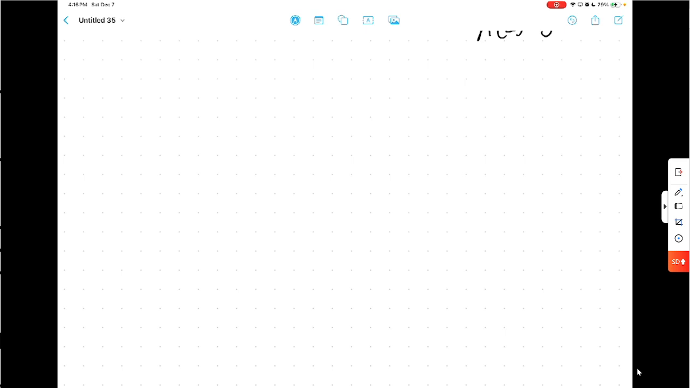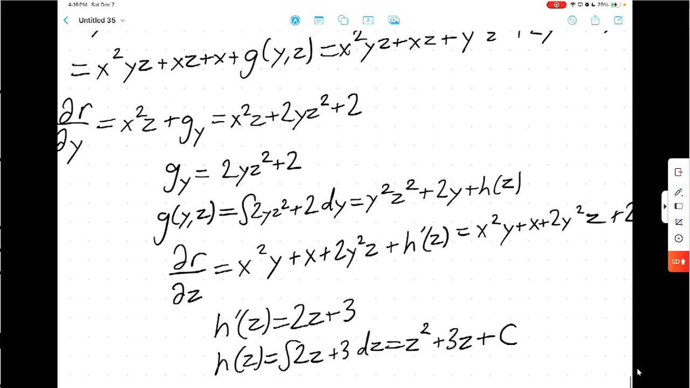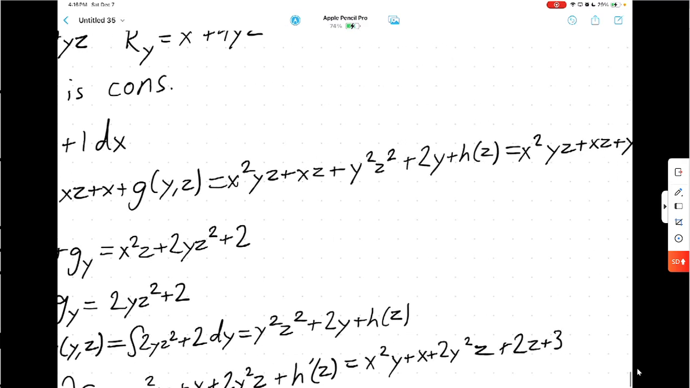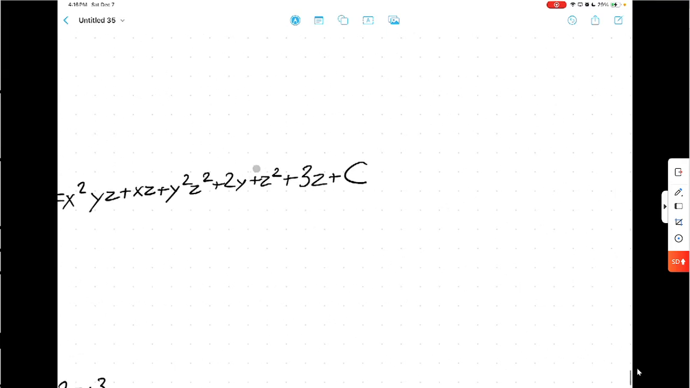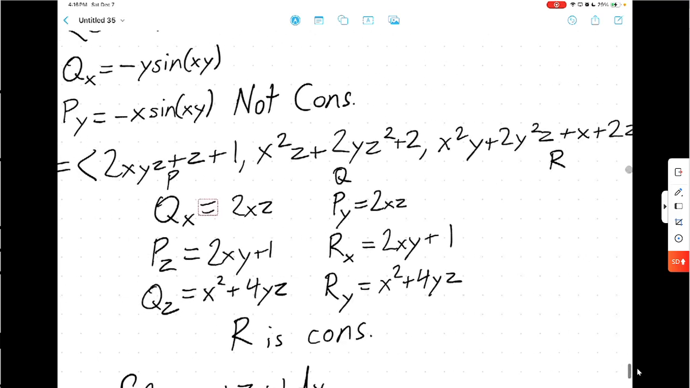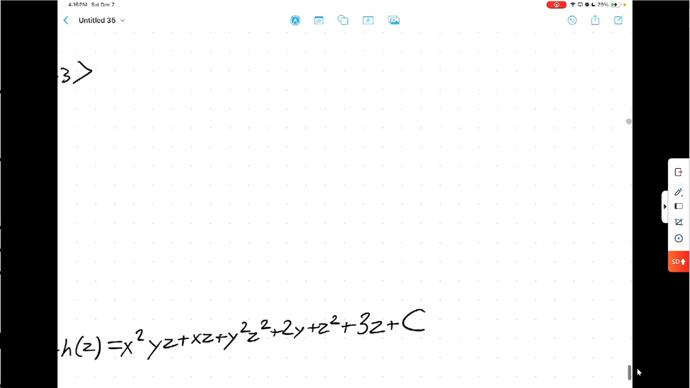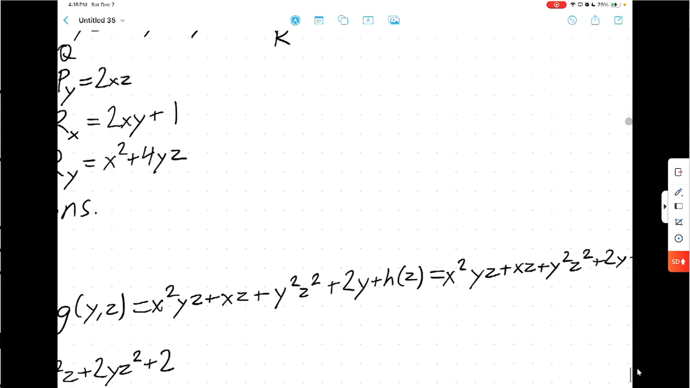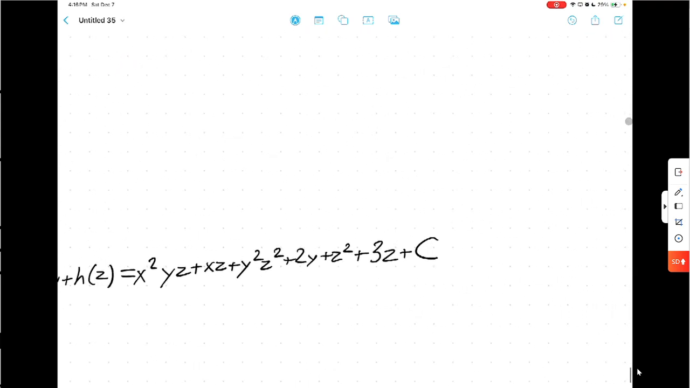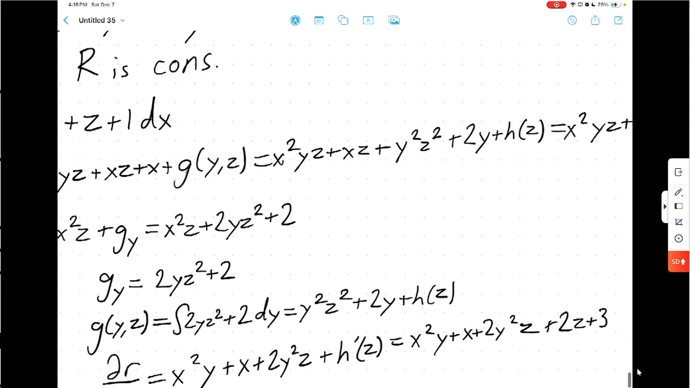Any questions? So the potential function is the integral of each partial derivative. It is the function such that when we take the partial with respect to x, we get p; with respect to y, we get q; with respect to z, we get r. And you add all those up? Yeah, we add all of them up over here.